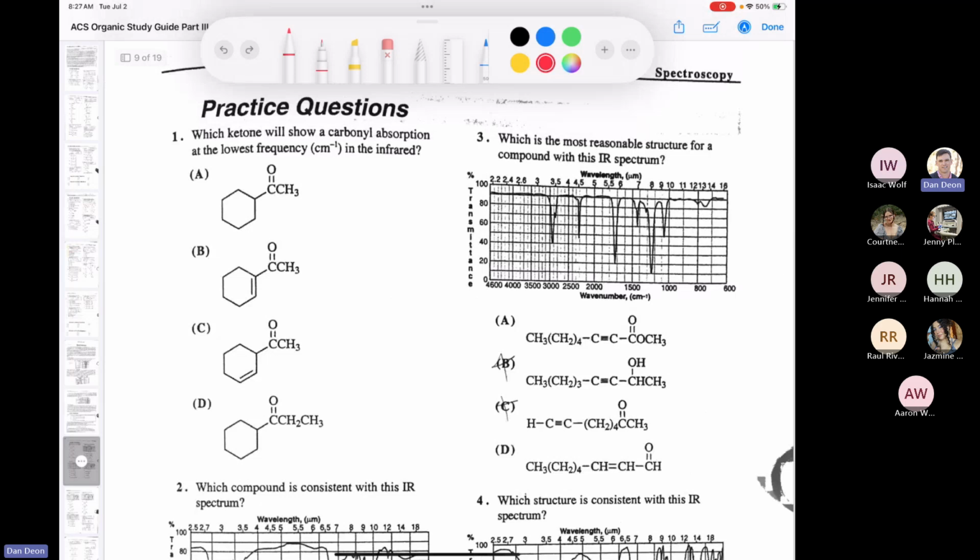Question number 1 deals with some ketones. So we have a collection of four ketones here, and it's asking us which one is going to give the lowest absorption in the IR. So we have a carbonyl. Carbonyls we know come out around what? I don't know, 1700, somewhere in that vicinity. But we're looking for the one that's going to have the lowest absorption frequency. So I'm going to see if I've done any of these. All right.